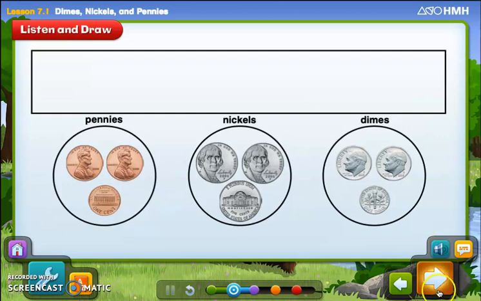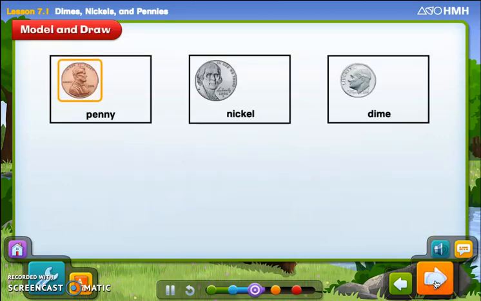All right, so we're going to move on. A penny is worth 1 cent. There are different ways to write this value. You can use the word cent, or you can use the cent sign. Both ways show 1 cent. Now let's look at the next coin.